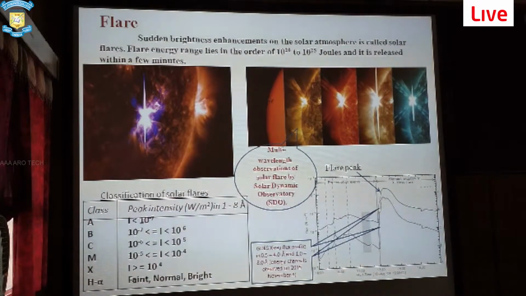So after the successful eruption of the flare, you can observe the coronal mass ejection from the particular active region. That is responsible for geomagnetic storms. That is called solar storms.